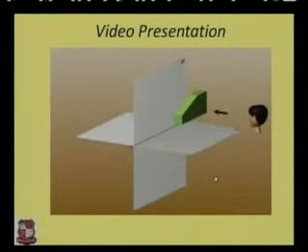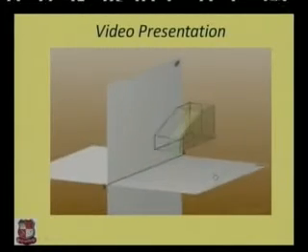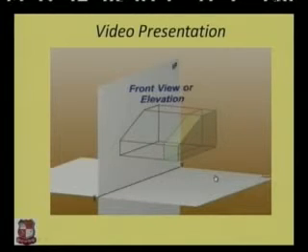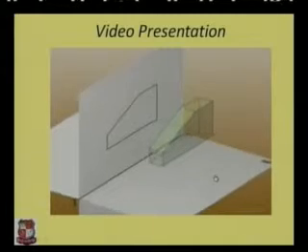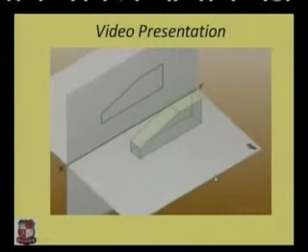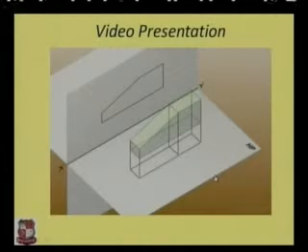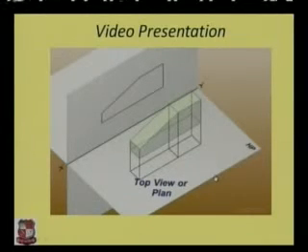Now the observer or viewer sees the front view, and the projection will be projected on the vertical plane as we see in the video. It is the front view or the elevation. When the viewer observes from the top, the projection will be applied on the horizontal plane. This projection on the horizontal plane is said to be the top view or plan.